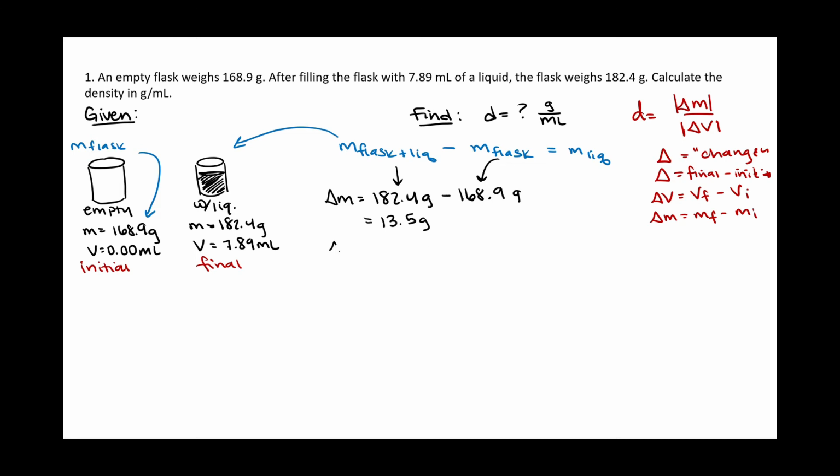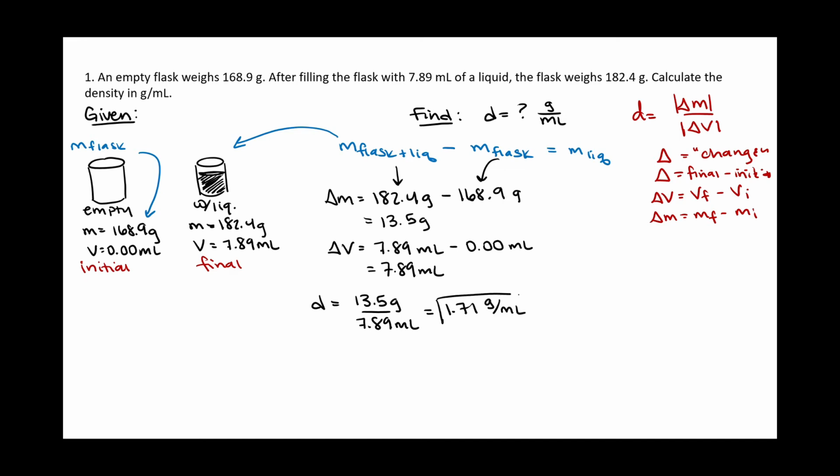If I look at my change in volume, my final volume is 7.89 milliliters. My initial volume is 0.00 milliliters. My change in volume is 7.89 milliliters. Now I know both of those. I can just plug that into my density equation. Go ahead and put 10.5 grams divided by 7.89 milliliters. My density of this liquid comes out to be 1.71 grams per milliliter. That is the answer to that problem. That would be like a quiz question.